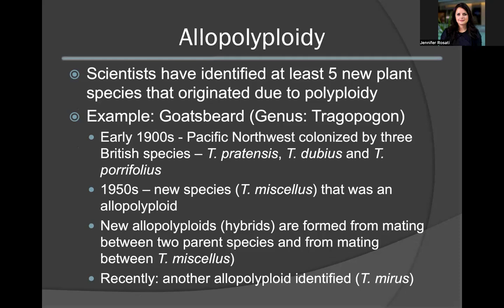New hybrids have been formed from the mating between 2 of the parent species and also from mating those parent species with T. miscellus. Recently, T. mirus has also been identified as another allopolyploid.